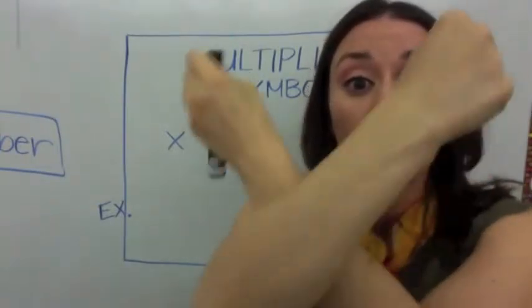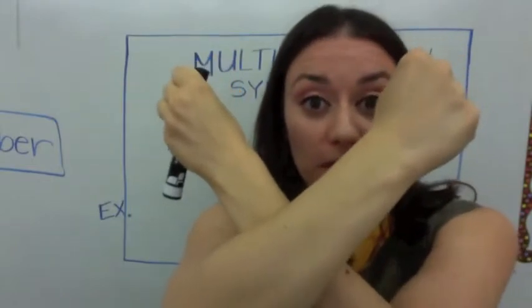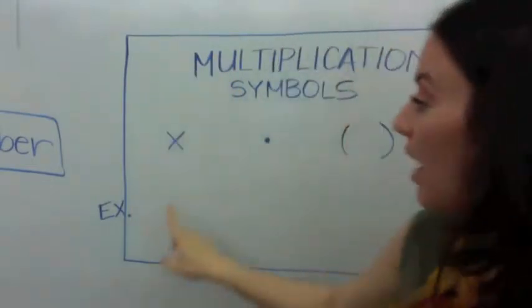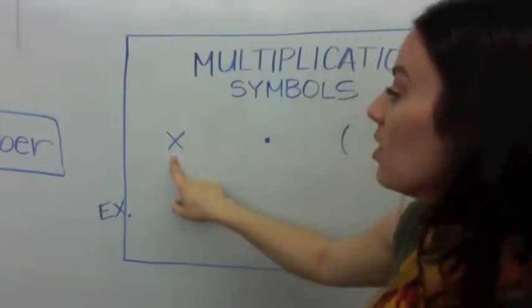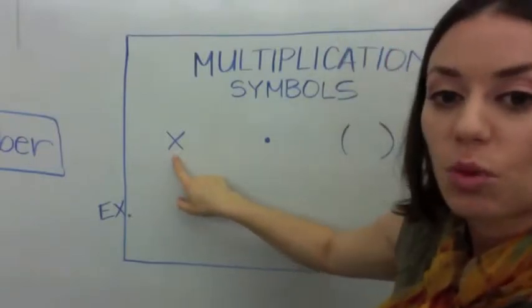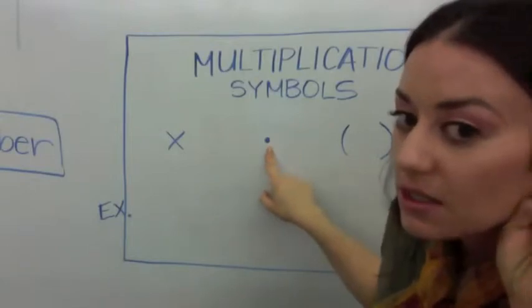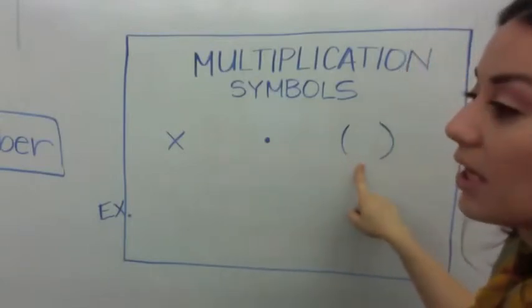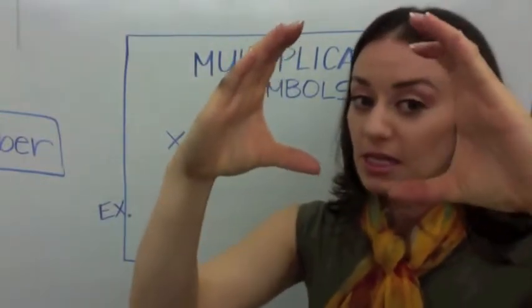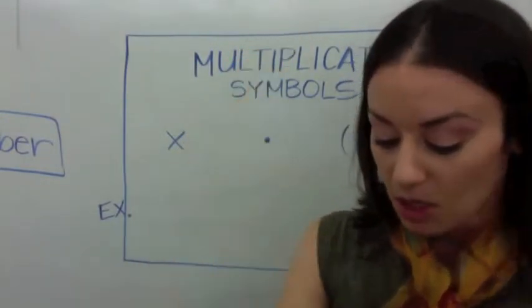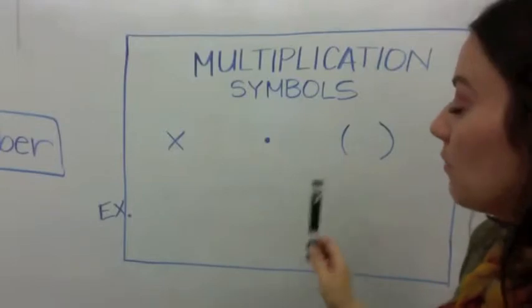We're used to seeing what? What does this mean? This means multiply, right? So x usually means to multiply numbers together. But there are other symbols you can use. One of them is a dot. And then this one is called parentheses. So go ahead and make them with your hands like this. These are called parentheses. So these are three different ways that we can multiply.